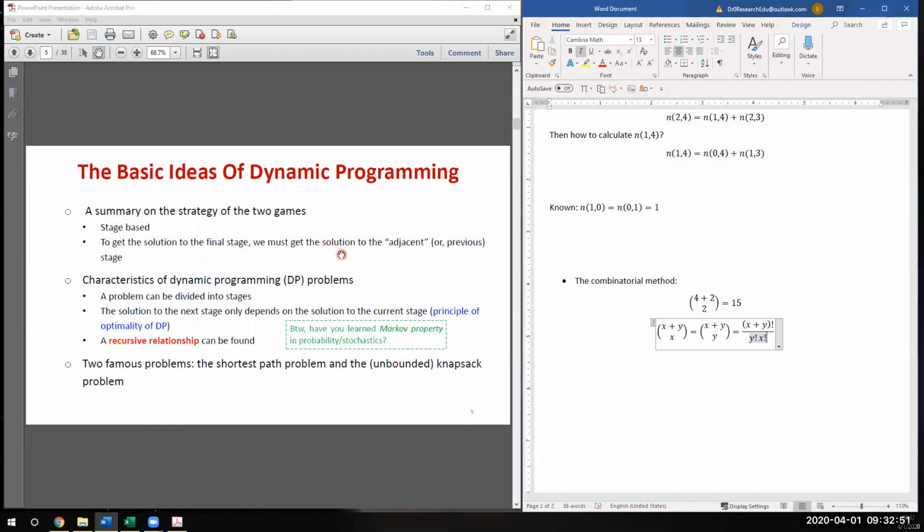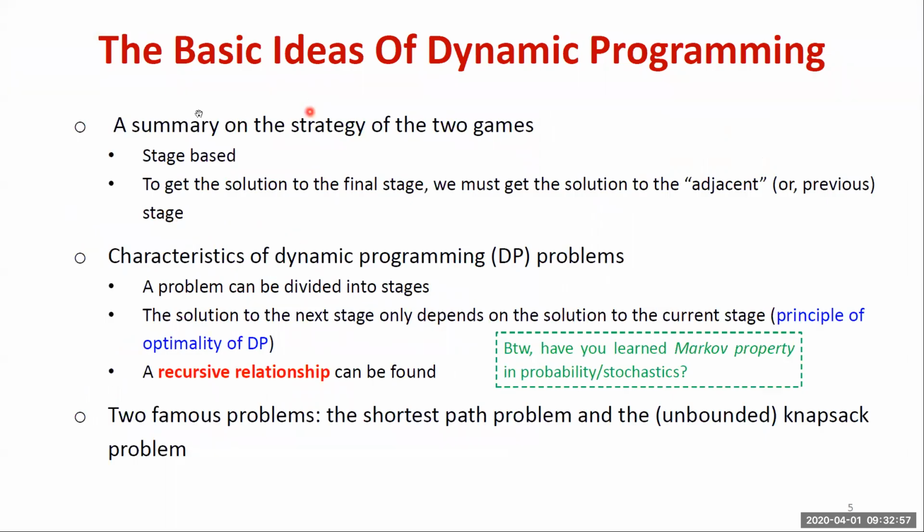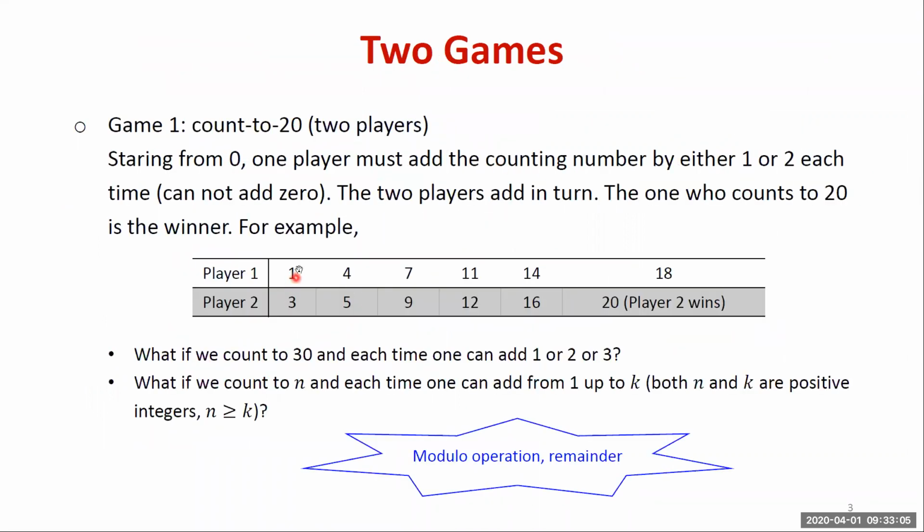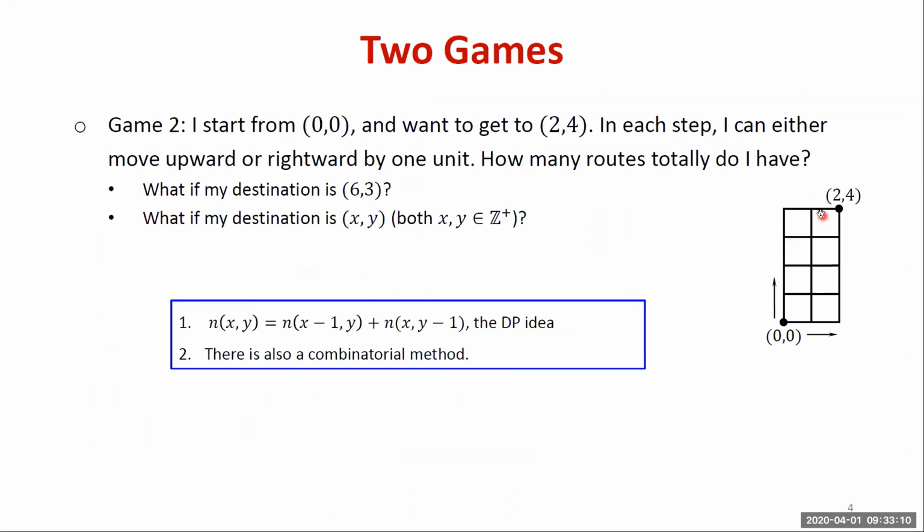Okay, in general, let's have a look. What are the features of dynamic programming? Let's first have a look at a summary. First of all, both of these problems are stage-based. For example, here, stage 1, stage 2, stage 4, stage 5. And here, each point you can consider as a stage.